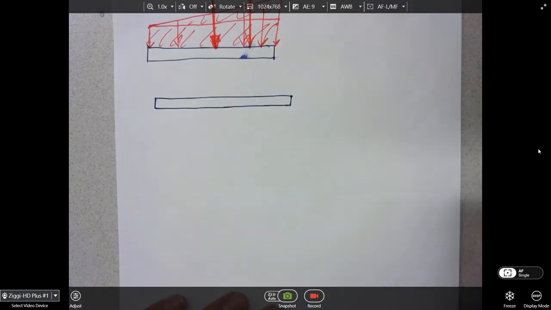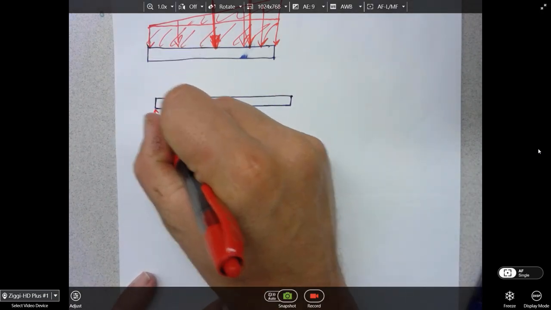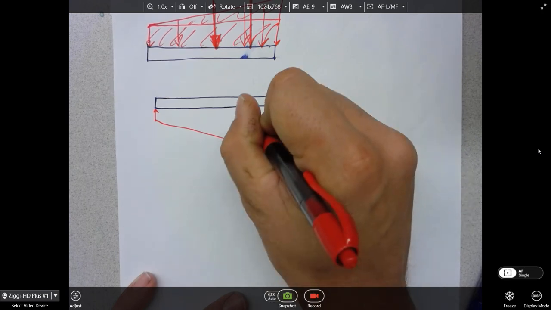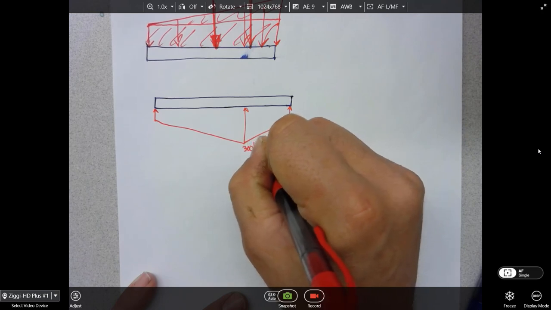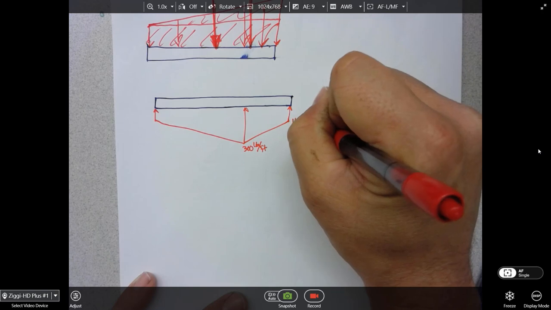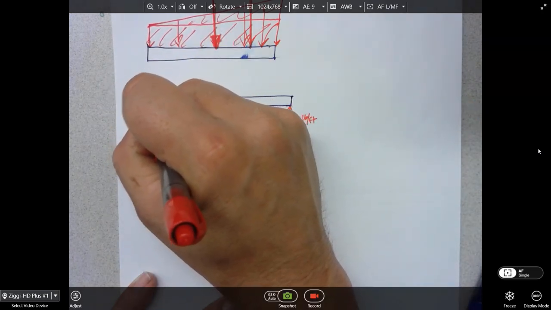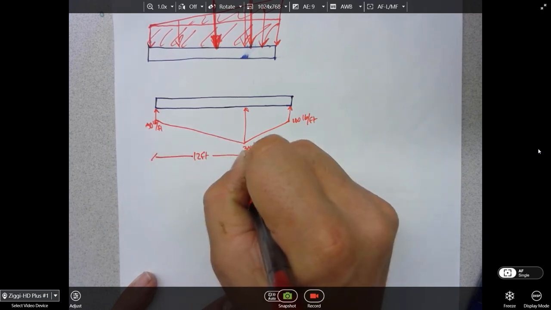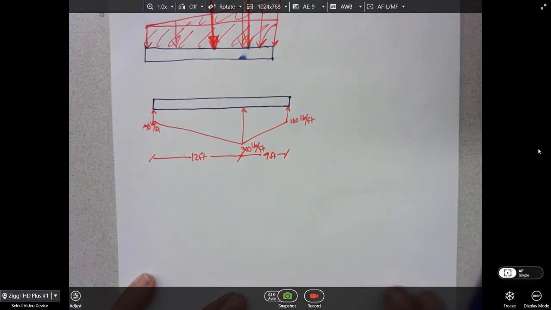So this beam has a load like this, right? And this is 300 pound feet. This is 100 pound feet. And this is 50 pound feet. There's 12 feet on this side and 9 feet on this side.